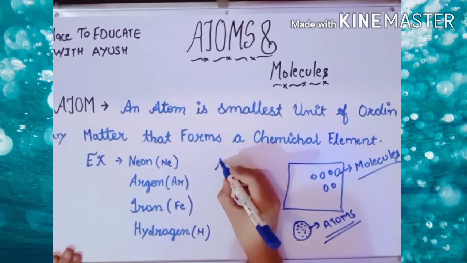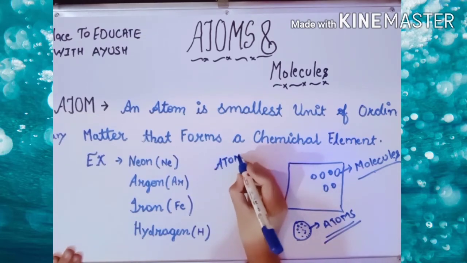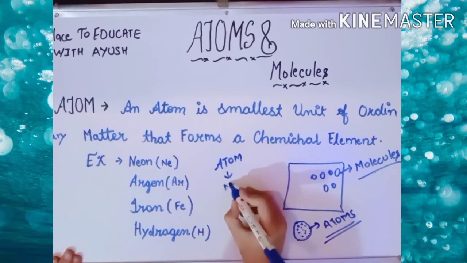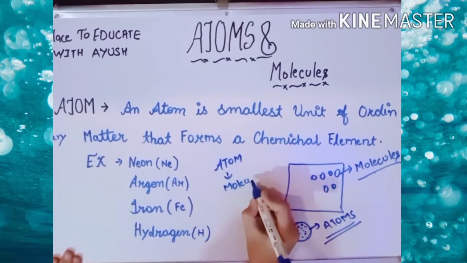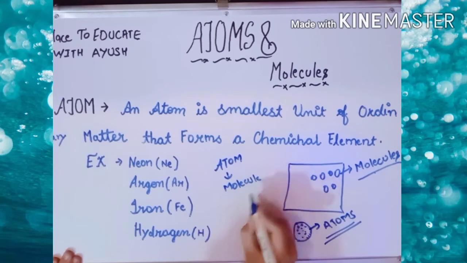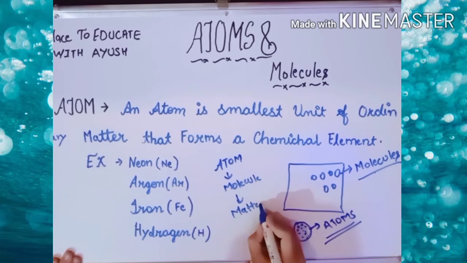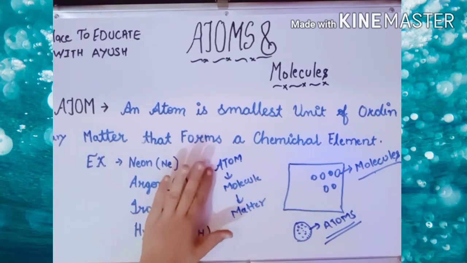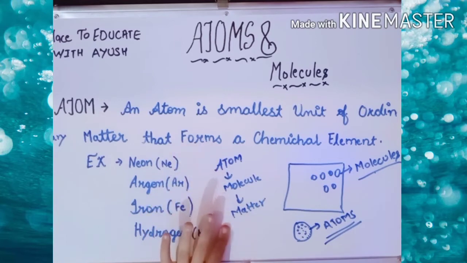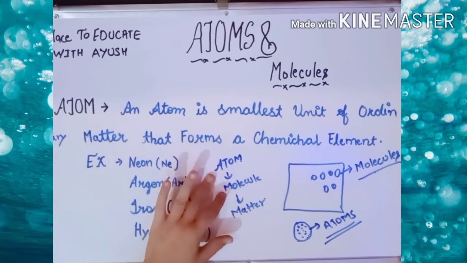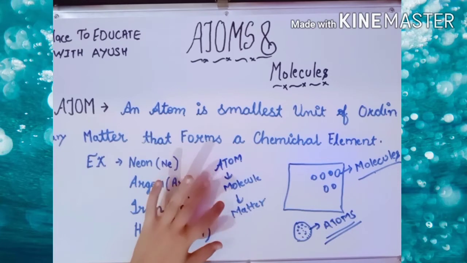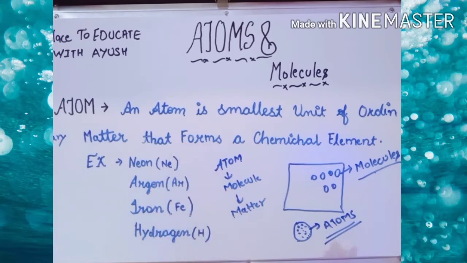The formation chain can be atom to molecule and molecule to matter. This is the formation chain of any matter. First atom, then molecule and then matter. And we are going to discuss these in this chapter, in this lesson, right? So I hope this atom is clear for you.